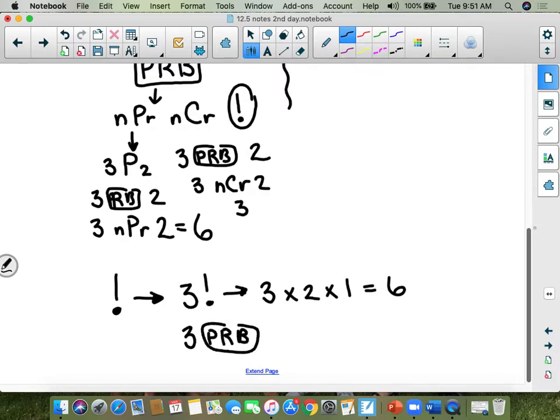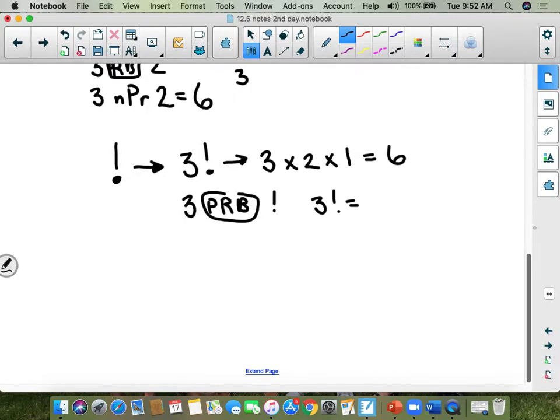So I'll wait for you to hit the 3 and hit the PRB button, but I want to put it way over to the exclamation point and hit enter. And now it looks like 3 factorial, and I bet the answer is going to end up being 6. And I also showed you the long way.